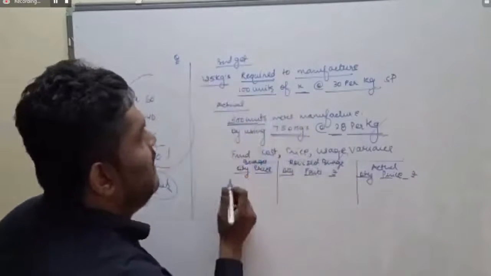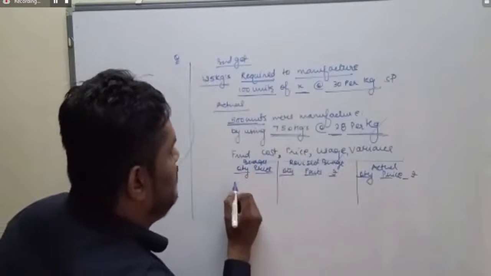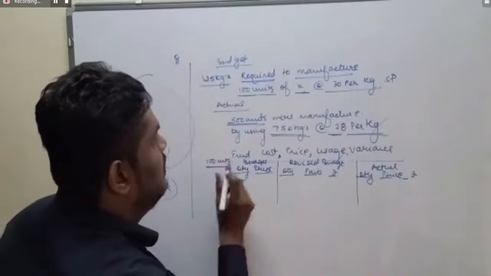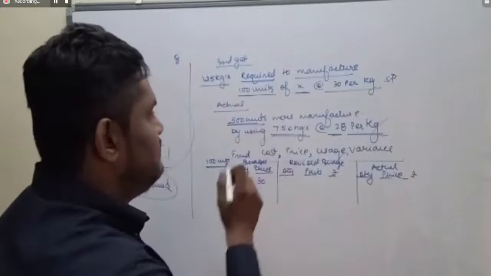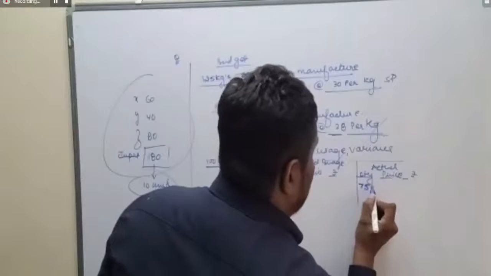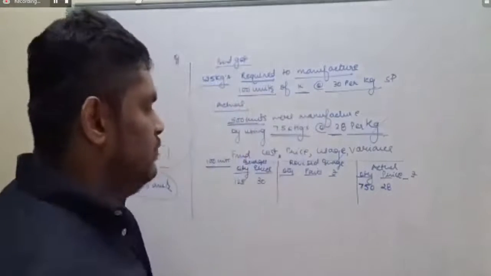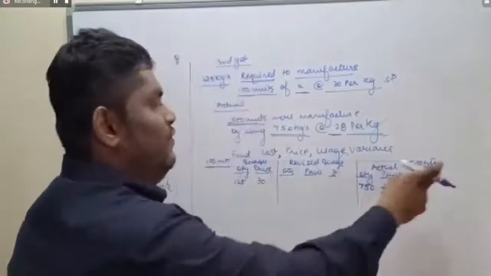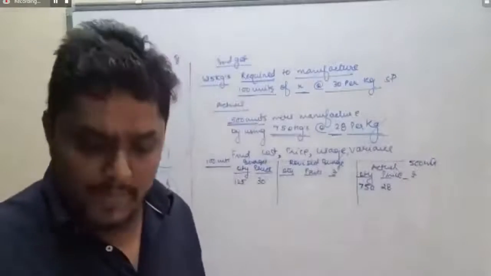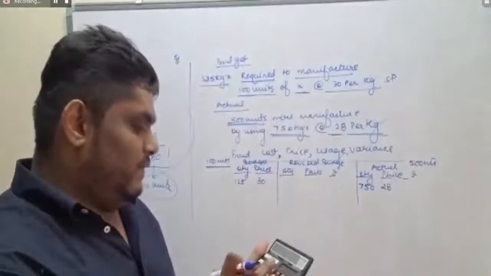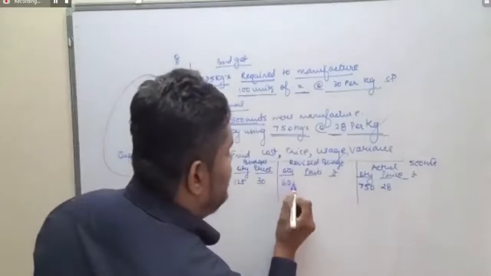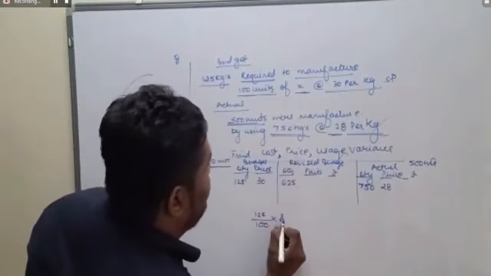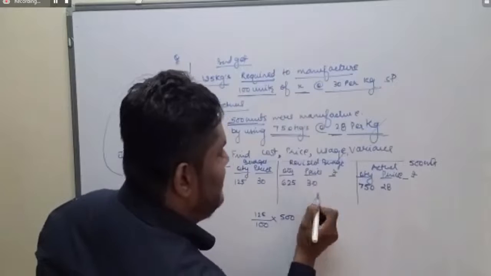The budget is given wherein 125 kg is required to manufacture 100 units. So 125 is the raw material, the output is 100 units at the rate of 30. The actual given is 750 kgs consumed at the rate of 28. Here the output is 100 and here the output is 500 units. So these two figures are not comparable, and we have to make them comparable. So 125 kgs for 100 units means for 500 units it will be 625 at the rate of 30.